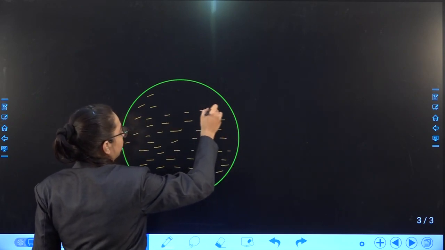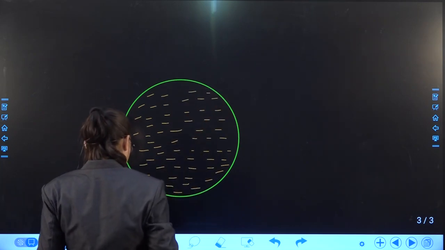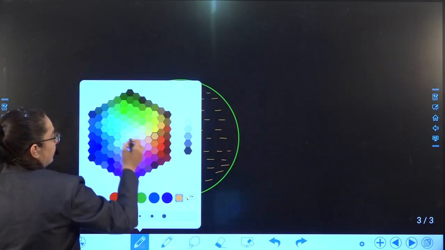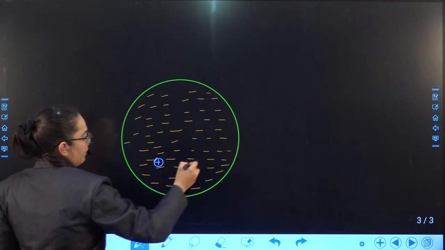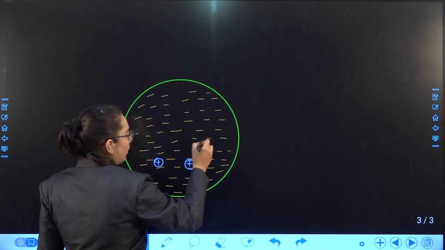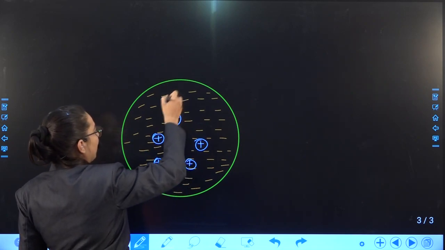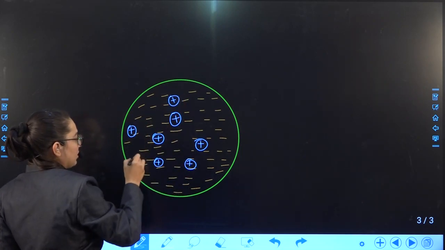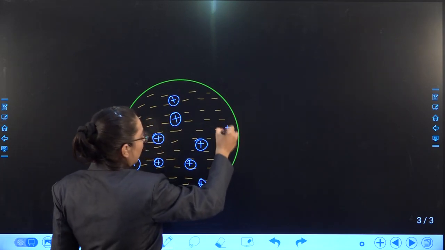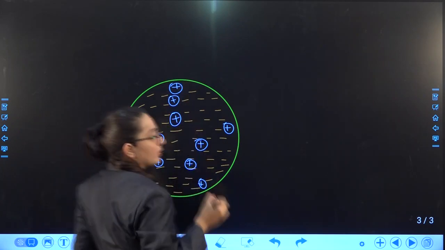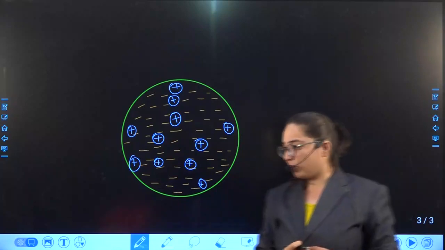And the positive charge is embedded in it. Electrons are uniformly distributed and the positive charge is embedded in it. This was the concept that was given by Sir J.J. Thomson. This is also known as the watermelon model, or it is also called the plum pudding model.